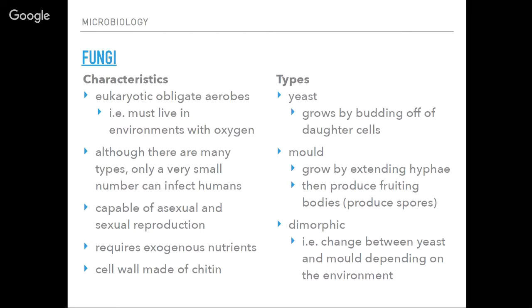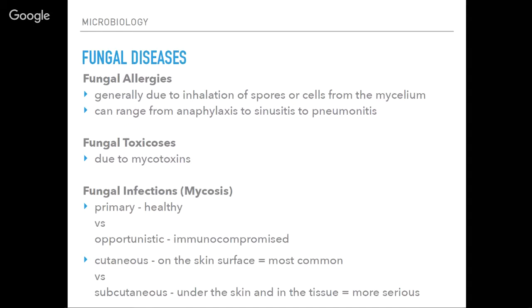Dimorphic, as I said, means it's yeast at a lower temperature and mold at a higher temperature, or vice versa. They're just the fancy ones. Fungal diseases: you can be allergic to them, like nuts or whatever. Same thing, you get anaphylaxis. You have toxicoses, which is basically a toxin that will cause effects. And then you have infections.